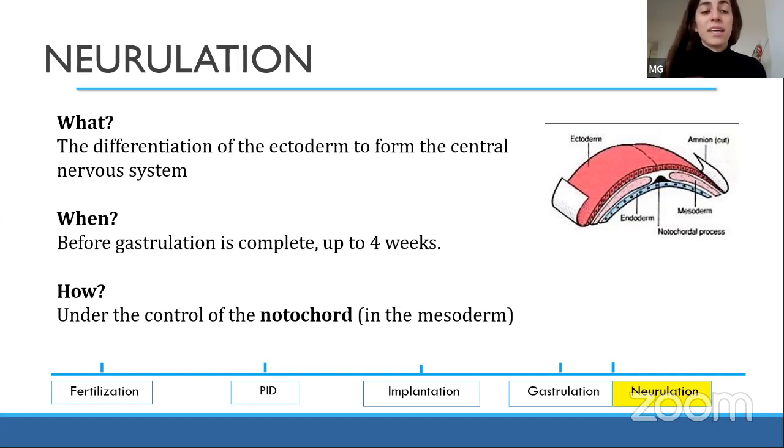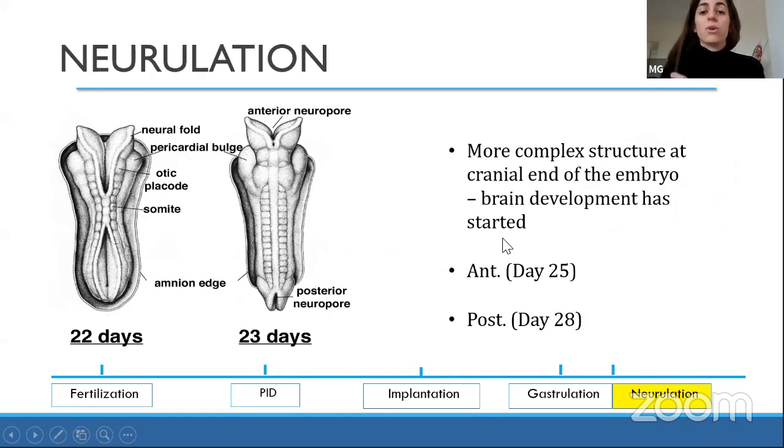And so how does it happen? Again, under the control of the notochord, which is in the mesoderm between the 2 lateral plates, okay? So you can see the ectoderm, and it used to be a trilaminar disc, right? Now it's beginning to curve a little bit and is going to fold over onto itself. We're going to see this later. But as it's changing from 2 layers to 3 layers, it's at the same time creating this neural tube that we're going to look at now.